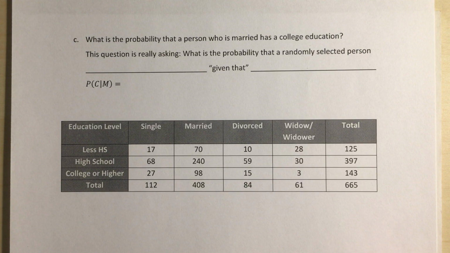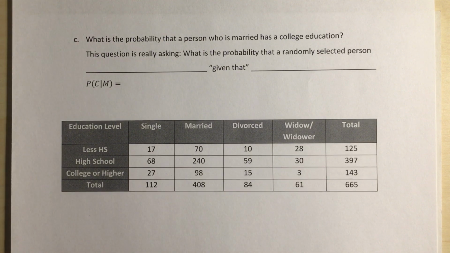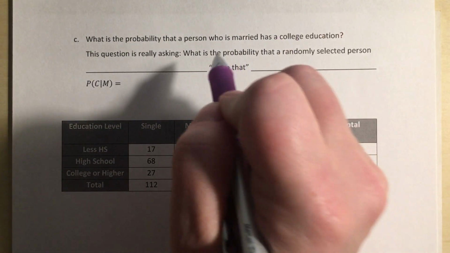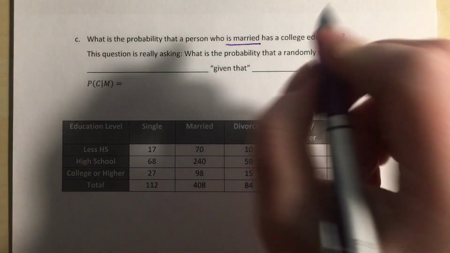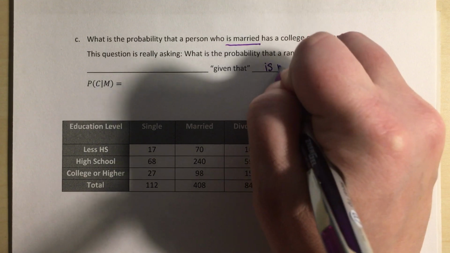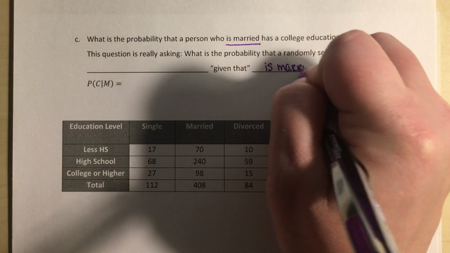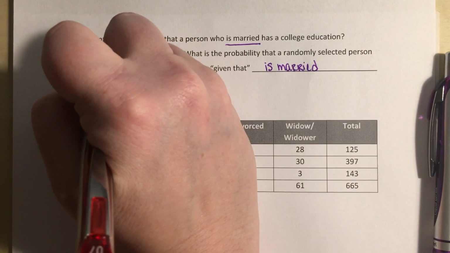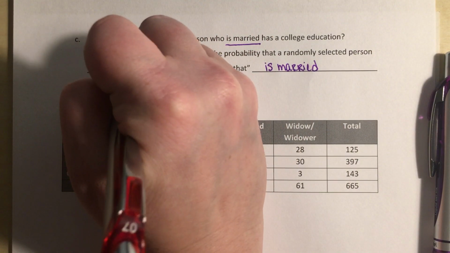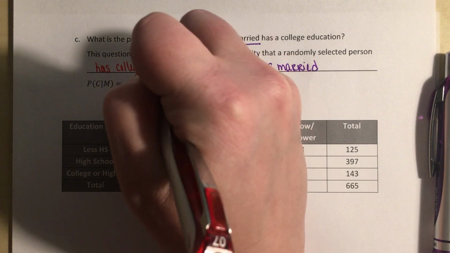All right, so in C, one more. What is the probability that a person who is married has a college education? So this question is really asking, again, the probability that a person who is married, so given that the person is married, that the person has a college degree or higher.